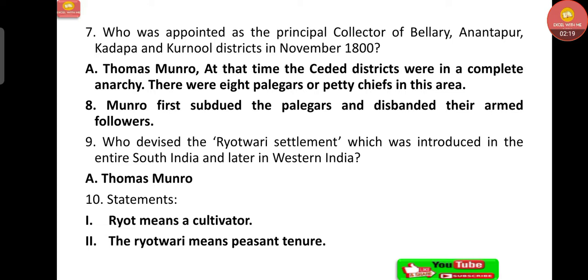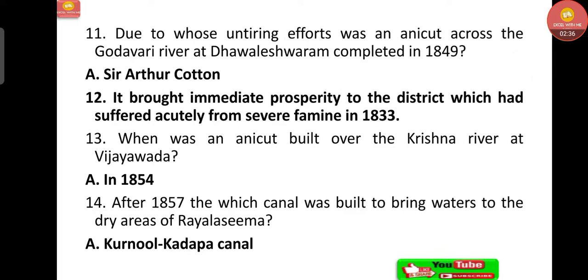Now, who devised the Raitwari system, which was introduced in the entire South India and later in Western India? That was Thomas Munro. Now, let's see two statements here. Riot means a cultivator. The Raitwari means peasant tenure. Both statements are correct. Due to whose untiring efforts was an anicut across the Godavari river at Dhawaleshwaram completed in 1849? That was because of Sir Arthur Cotton. It brought immediate prosperity to the district, which had suffered acutely from severe famine in 1833.